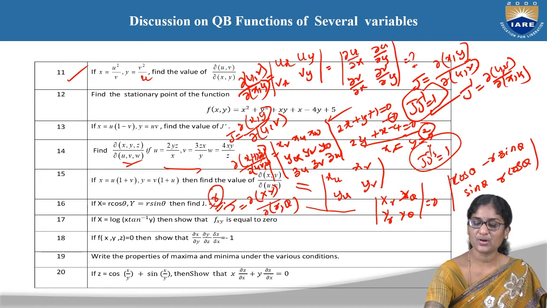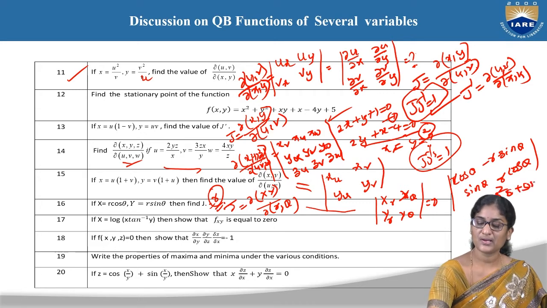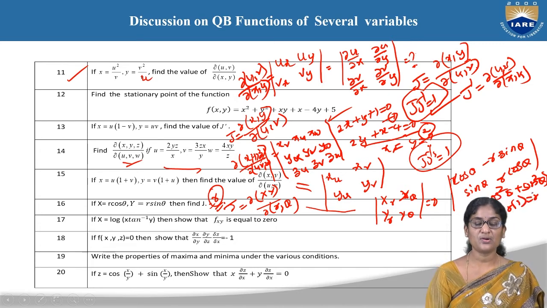Because r into cos square theta plus sin square theta, which is equal to r into 1, which is equal to r. Next one, if f is equal to log of x into tan inverse y, show that f of xy is equal to 0. What do you mean by f of xy? Partial differentiation of f with respect to x and y.